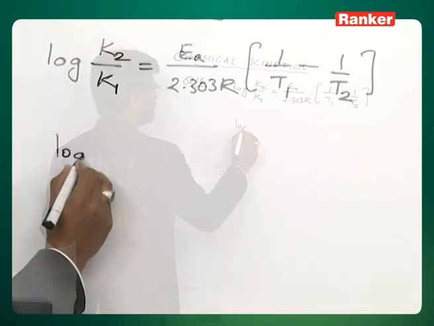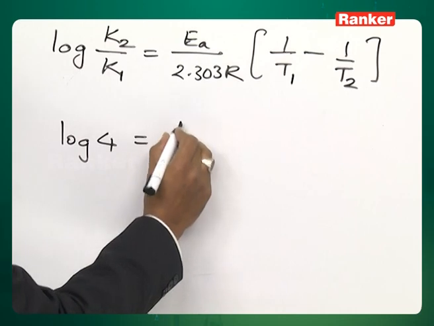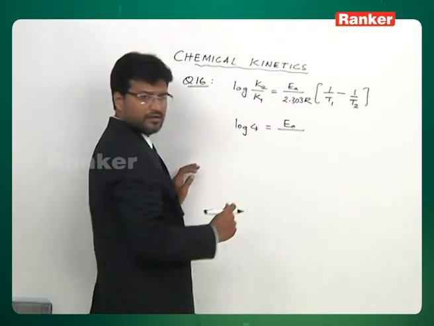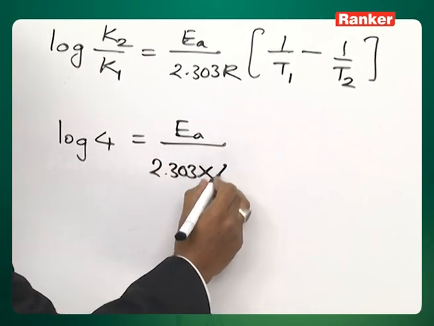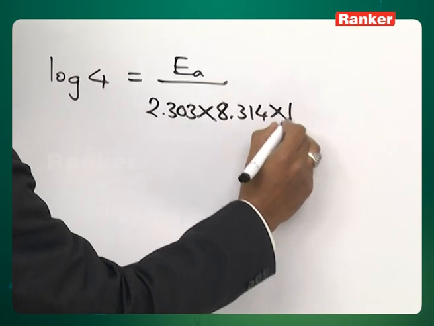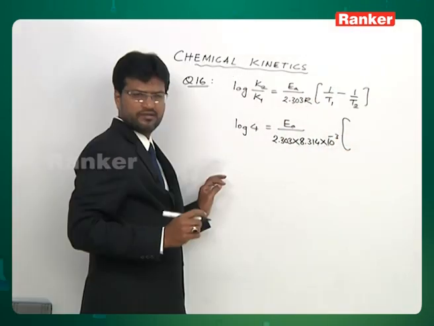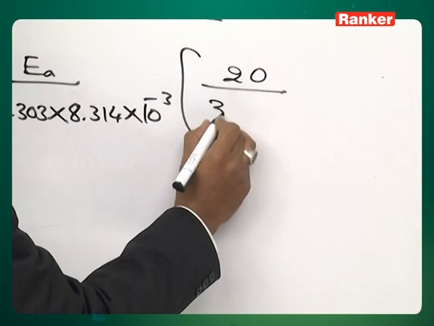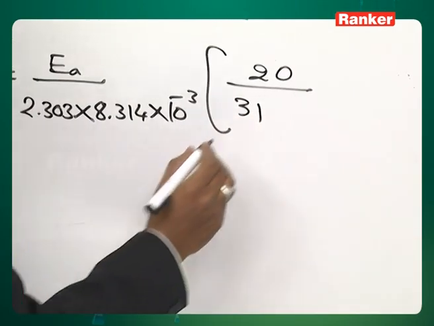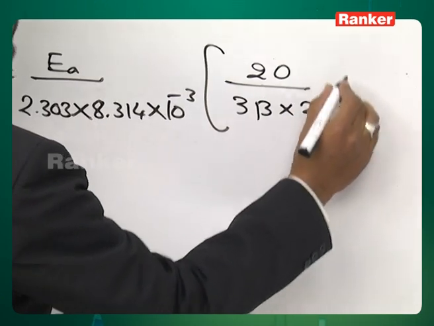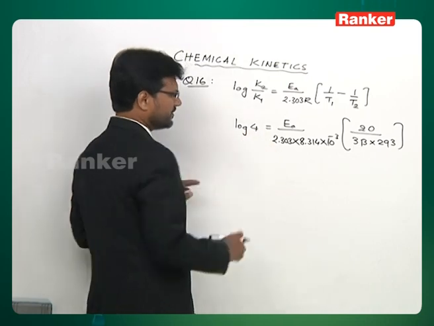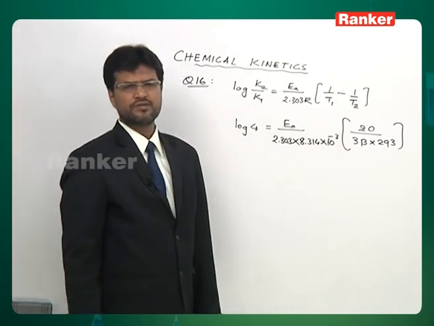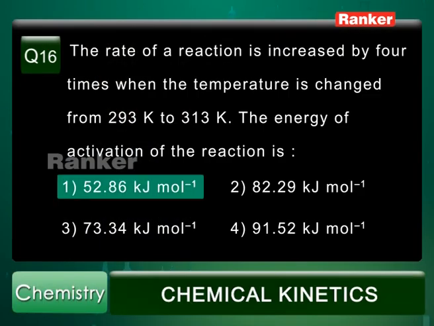So log 4 equals Ea / (2.303 × 8.314 × 10^-3), as we need this in kilojoules, × 20 / (313 × 293). Take log 4 as 0.6 and then simplify this, and you get the value of 52.86 kilojoules per mole for activation energy. The answer is first option.